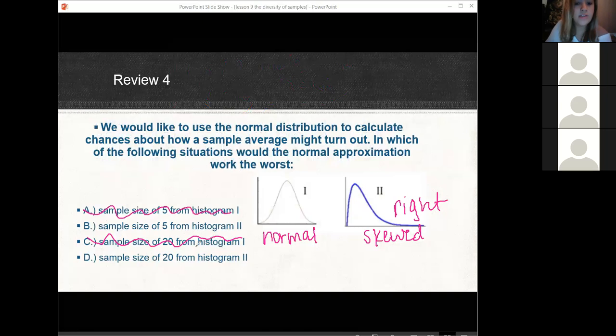Good job narrowing it down to B or D. But then remember, whenever our sample size is the smallest, small sample sizes are not going to give us as representative of a sample. So B is going to be the worst because it has the smallest sample size, between D and B. It's a small sample size on a skewed distribution, so not that representative, and we don't like that at all. So our answer is B there. Okay, good job. Looks like you guys understand that one.